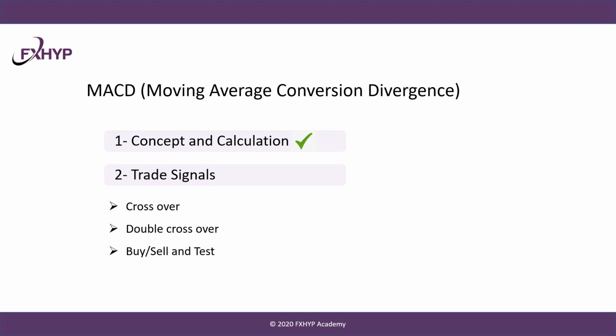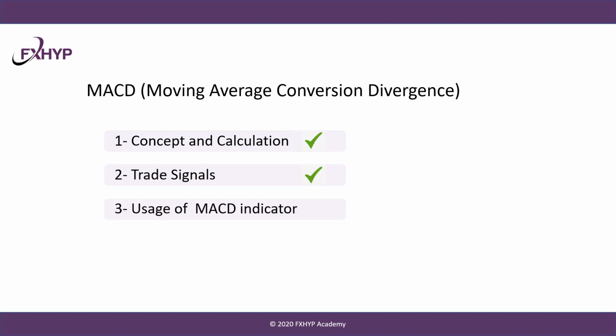By now, just to sum up, we've got three. We got the concepts and calculation of MACD. We got the trade signals of MACD. We need to know how to use MACD itself, the usage of MACD. Is only the signals we can generate from MACD? No. MACD has two major usages, frankly speaking.